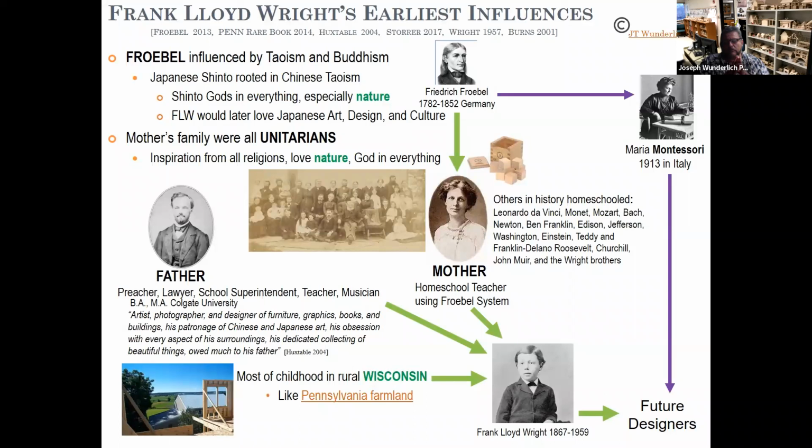His father was a preacher, lawyer, school superintendent, teacher, musician, mostly a musician, although he made a living as a preacher, and not just in the Unitarian Church, but other churches too. But mostly as a musician, and he published a book in music, and Frank Lloyd Wright was very much influenced by that throughout his life. Frank Lloyd Wright's mother was in this Unitarian church also, and the Unitarians believed in love of nature and God and everything. And so there are similar parallels there.